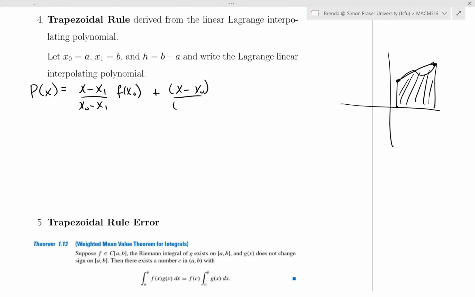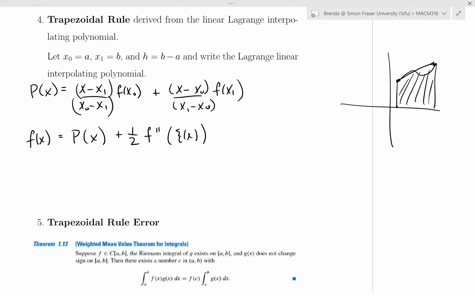Copy this out, trying not to make a mistake. There, that's the linear Lagrange interpolating polynomial. We know from having spent a bunch of time with this that our function can be represented by that polynomial plus an error term that looks like this.